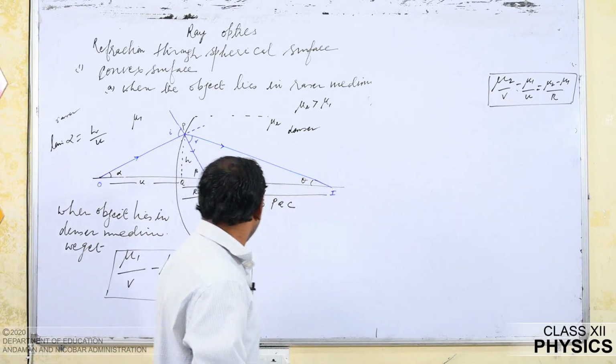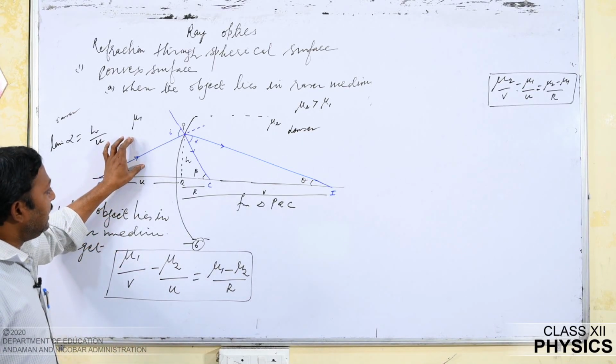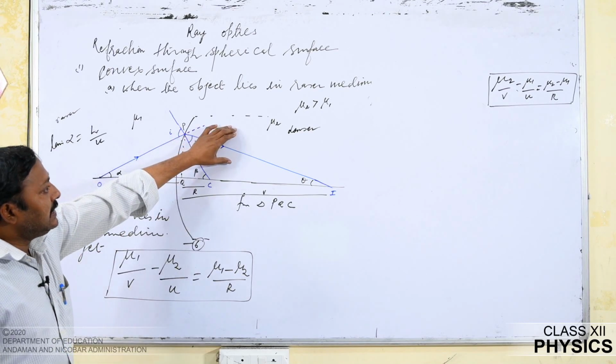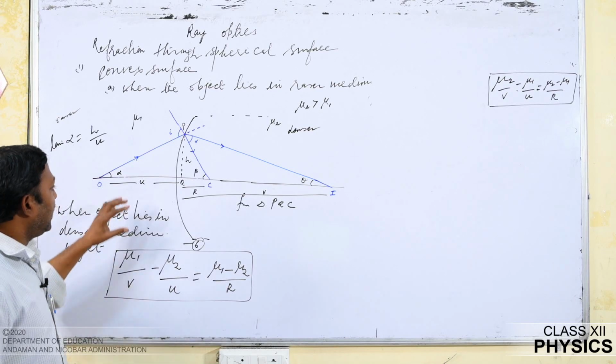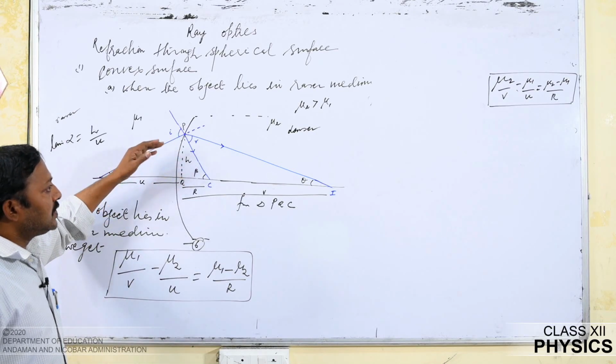Here we are taking another situation, when the object lies in the denser medium and the image forms in the rarer medium. That is, the refractive indices have to be changed in that equation to get the equation for the condition when the object is placed in the denser medium and the image forms in the rarer medium.